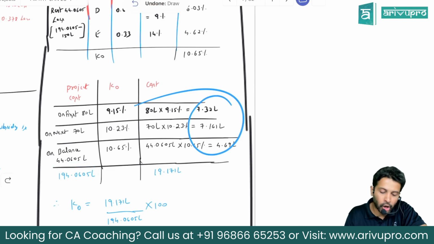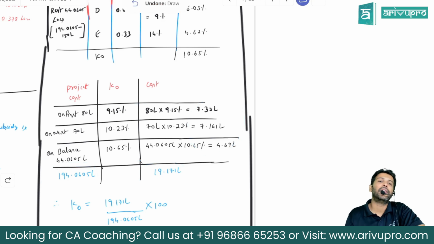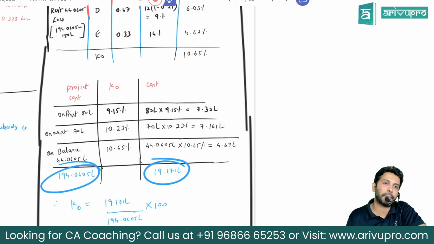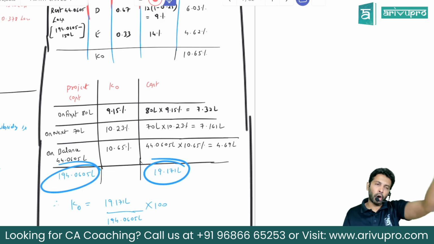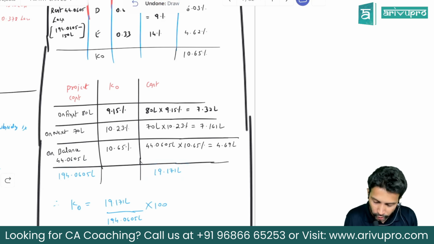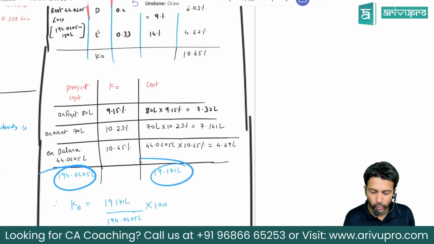What is the total cost incurred associated with the project? 19.171. This is the cost for this much funding. That means on an average, what is the overall cost you are incurring? For this much funding, we are incurring 19 point lakh.